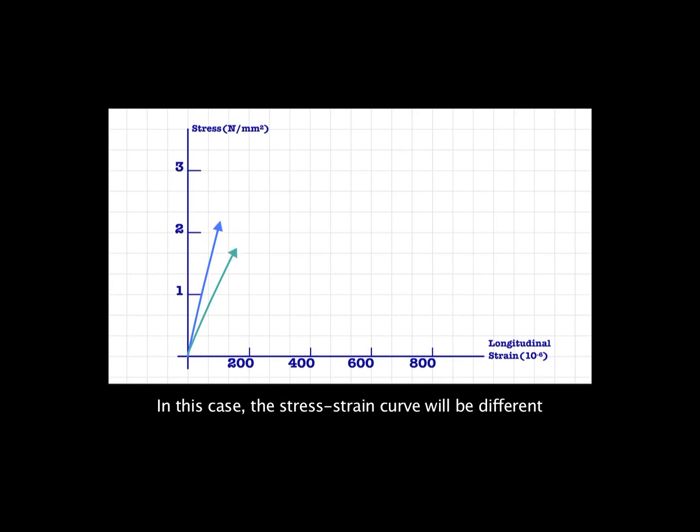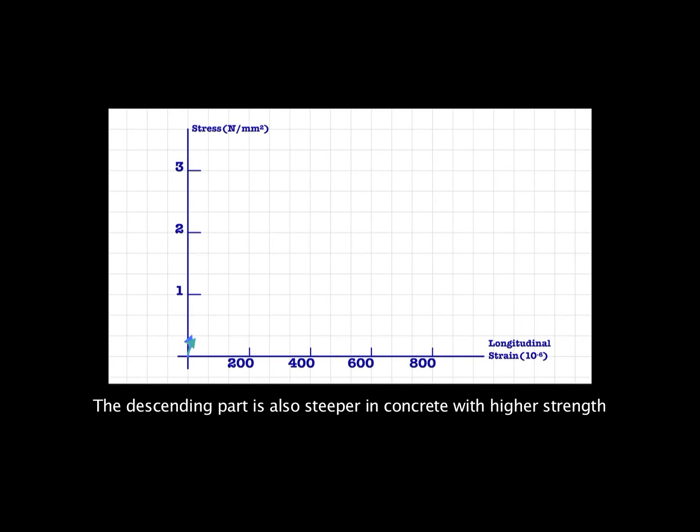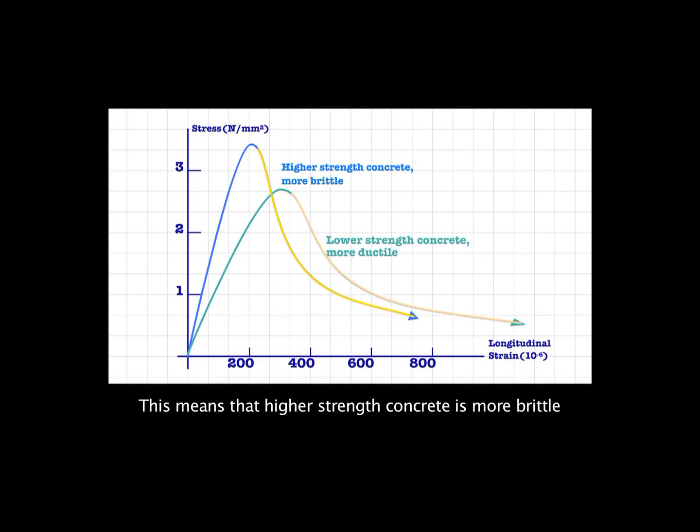In this case, the stress-strain curve will be different, but same as before, a higher concrete strength implies a higher E value. The descending part is also steeper in concrete with higher strength. This means that higher strength concrete is more brittle. This factor is important in the structural design to resist seismic activity.